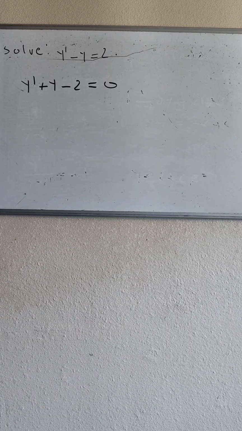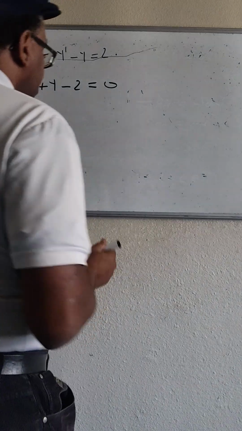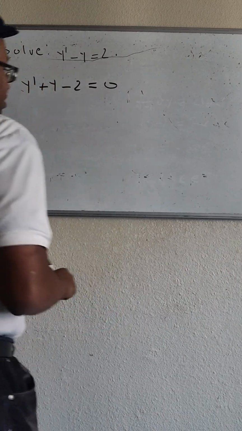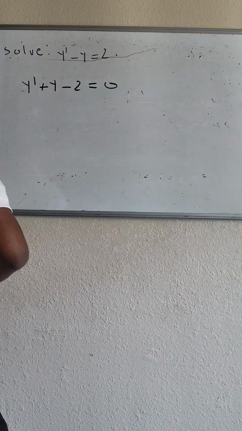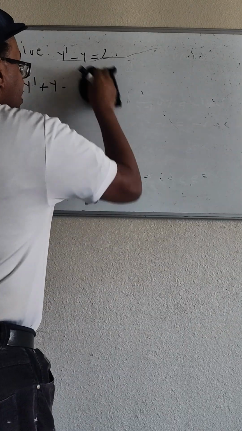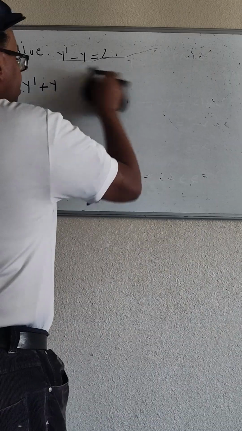Now we are back for part 2. Let's continue. So now we're going to use what they call integrating factor. Okay. So let's go ahead and rewrite this equation. And we're going to do the opposite. So we're going to add 2 to both sides.